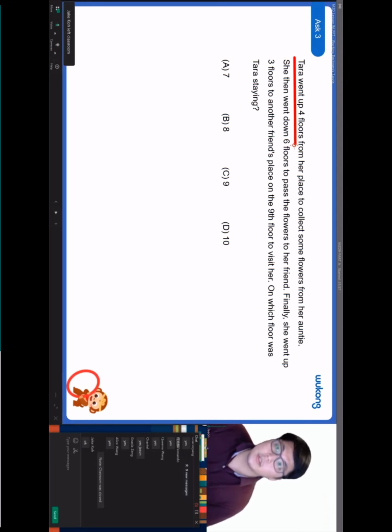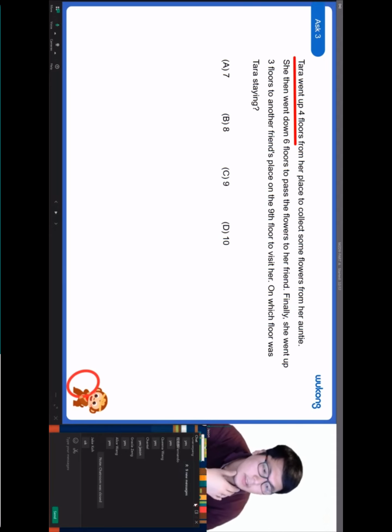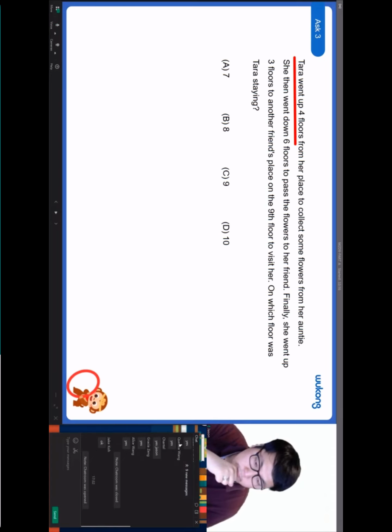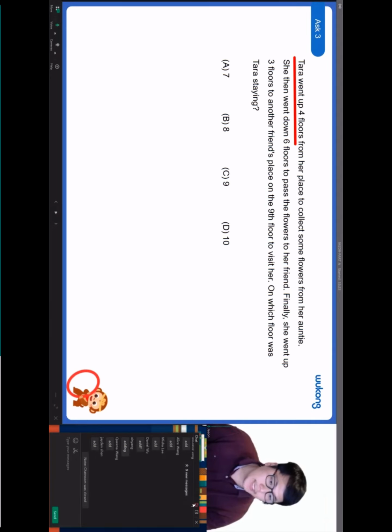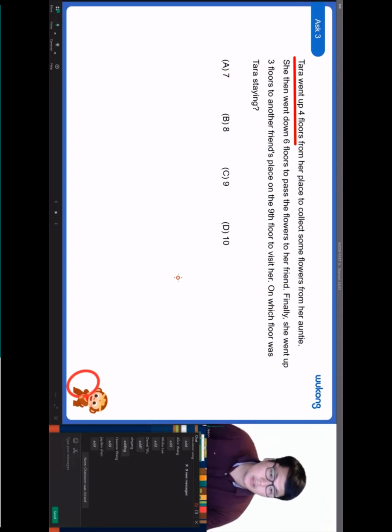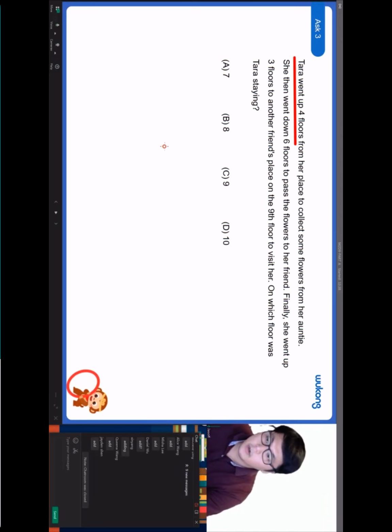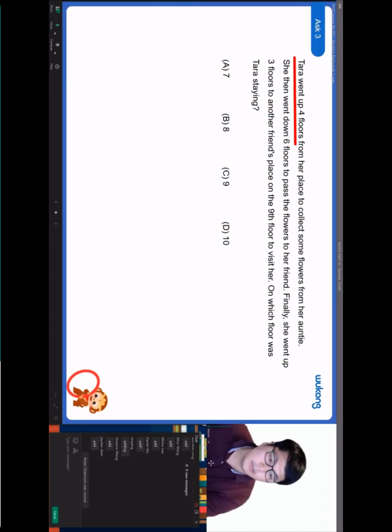Tara went up 4 floors from her place to collect some flowers at her auntie's place. So guys, naturally, when we hear that somebody is going up, would you think that you're adding something or subtracting something? What do you think? Let me know in the chat box. Yes, naturally, you think it's adding. Very good. Because think about it, guys. If I say, wow, your homework marks are going up, then what do I mean? Your marks are improving. If it was 90 and it went up, you've got 100%, for example. So naturally, when we say up, we think plus. Okay, everybody?